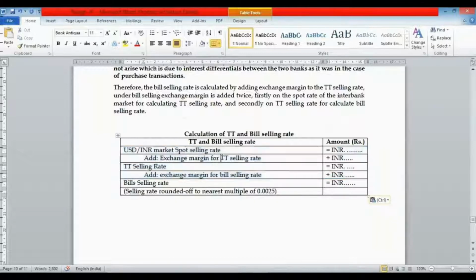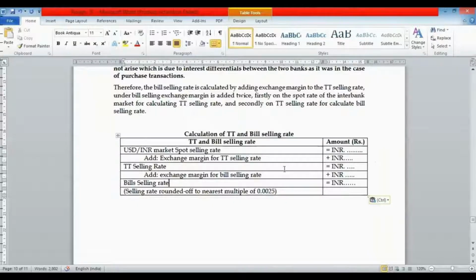TT selling exchange margin will be loaded on the spot rate, and bill selling margin will be loaded on the TT selling rate. That means whatever TT selling rate we have received, on that we have to load the bill selling margin, and then you get the actual bill selling rate, and then you go for rounding off in multiples of 0.0025. In this way you calculate the TT.